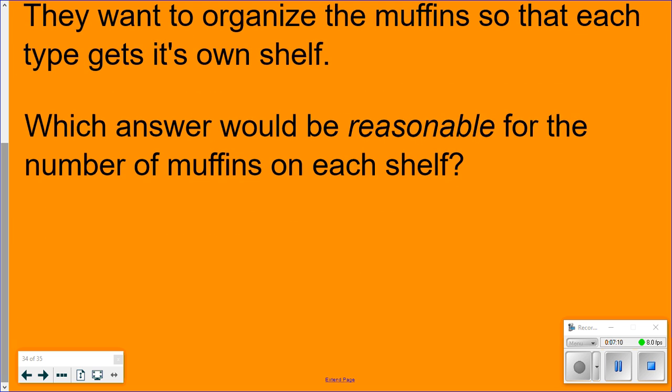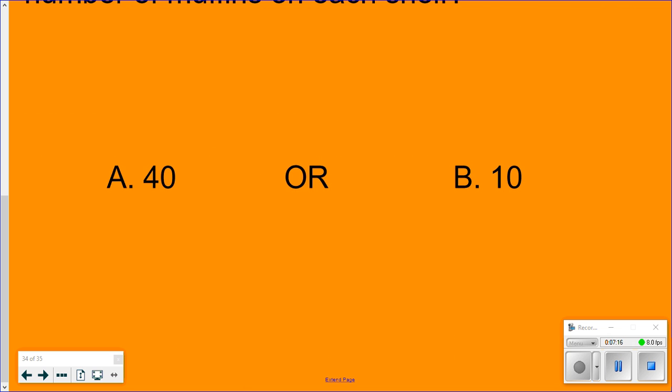Try drawing. 40 or 10? I don't care what the actual answer is. I want to know what it could be. Which of these makes sense? Annabelle and Miranda, I'm not convinced you're paying attention by your body language.